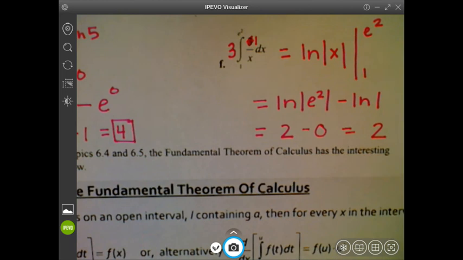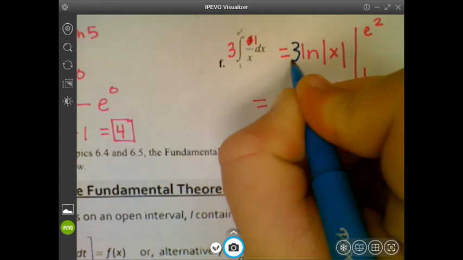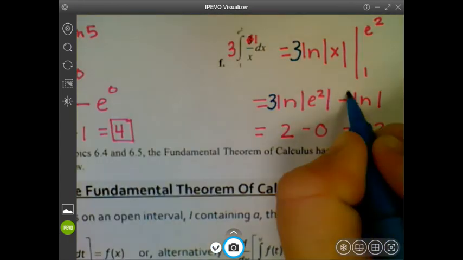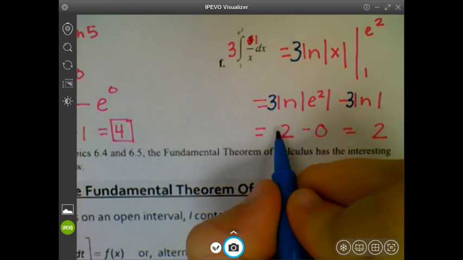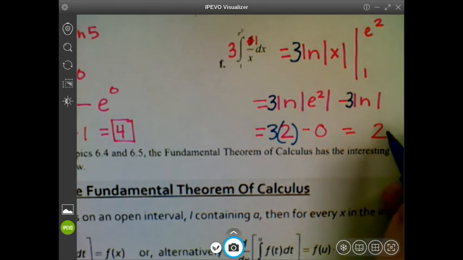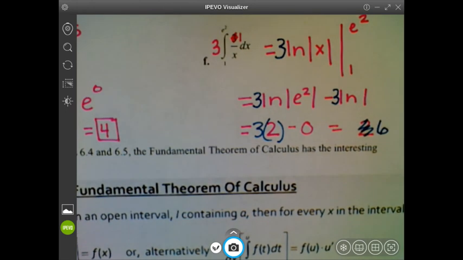And as I'm doing this, I realized I missed something because I still have the 3 in the front. So let me go ahead and change colors and add that back in. So you should have a 3 there, right? Should have a 3 here and a 3 there. So this will be 3 times 2, and this would be 3 times 0, which is still 0. So instead of 2, this is actually 6. Whoops. So be careful of those constants. They're easily forgotten.